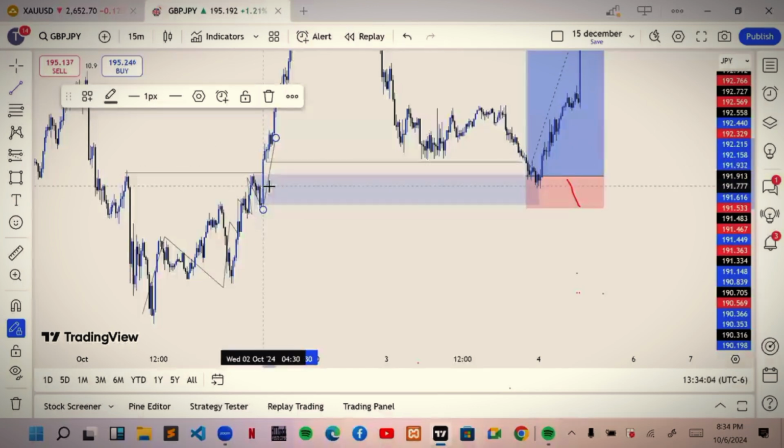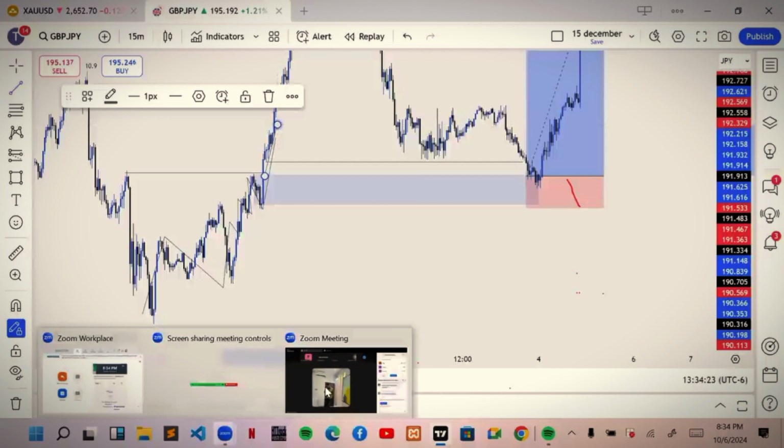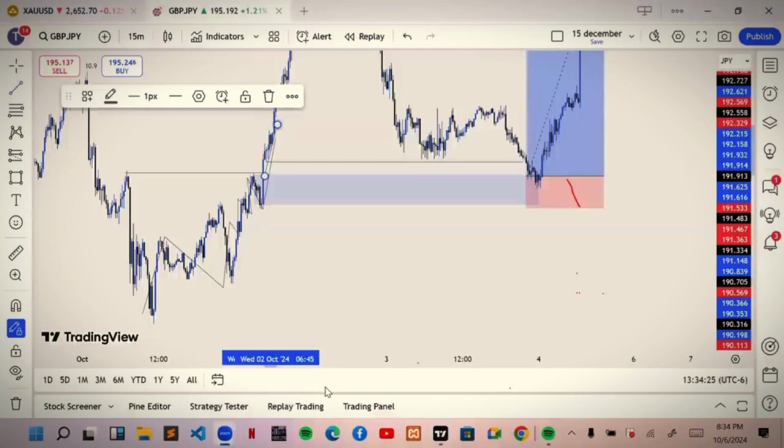If it was to be a market structure shift, this is what would happen. The market would change direction to the downside. But since it was a break of structure, the market continued to the upside. So it was maintaining its current trend while still breaking a key level in the market. That is the difference between a market structure shift and a break of structure. So that is the structure part of the strategy.